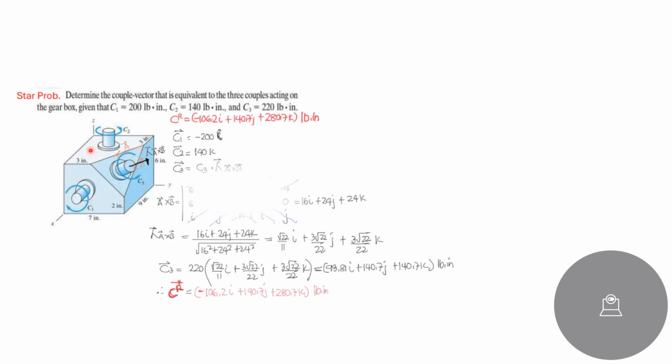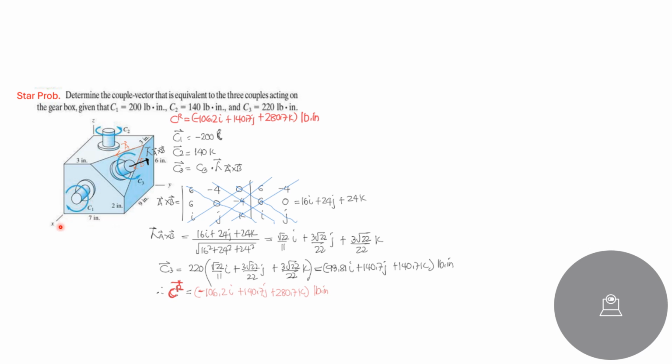So next, let's have this star problem. I call this star problem. Determine the couple vector that is equivalent to the three couples on the gearbox given by couple 1, which is this, 200 pound-inch, couple 2, 140 pound-inch, and couple 3, 220 pound-inch. So couple 3 acts diagonally in this plane here.